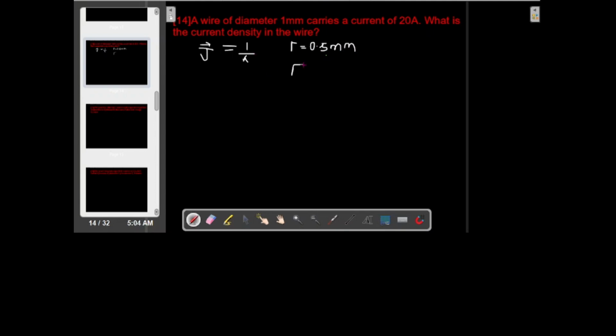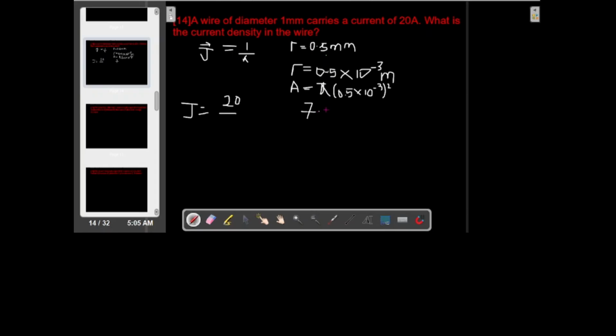So this, when we convert it to meter, of course, you just multiply by 10 raised to the minus 3, or you divide by 1,000. 0.5 times 10 to the negative 3 meter. All right. So your J now, your current density, will be equal to 20 divided by the area, which will be pi, open bracket, 0.5 times 10 to the negative 3, squared. All right. And that should give us, on evaluation using the calculator, the area to be 7.85 times 10 to the minus 7.